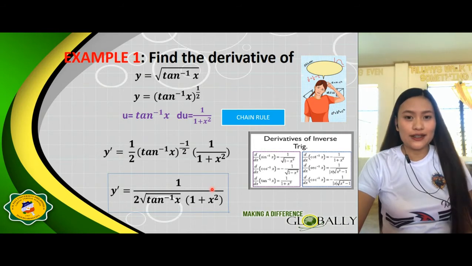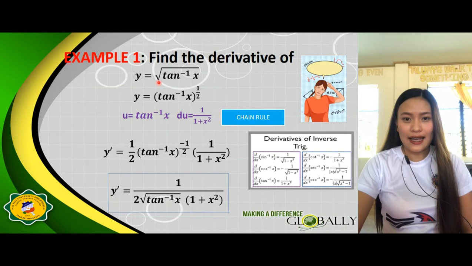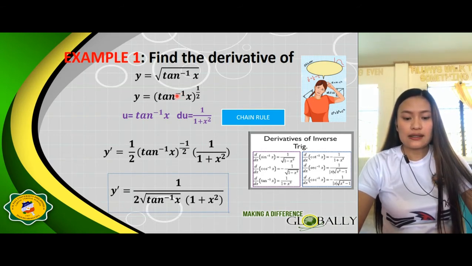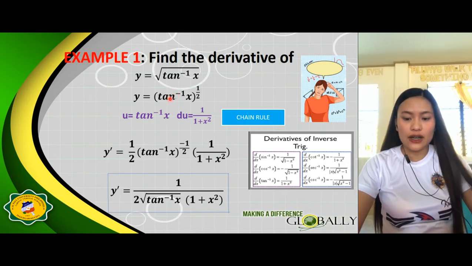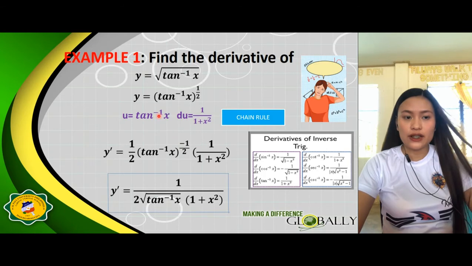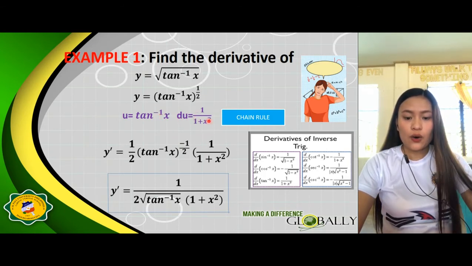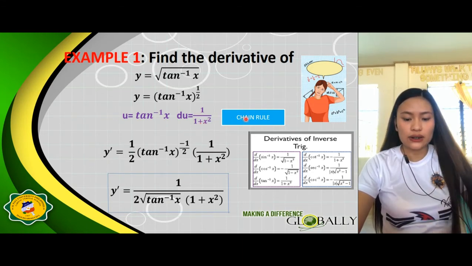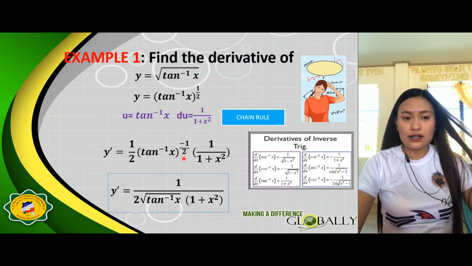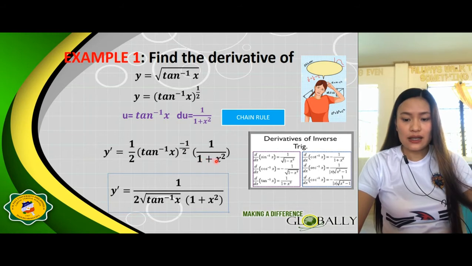In this case, we are going to find the derivative of y equals the square root of tan inverse x. Before we can use the formula, we always simplify the function into an exponential function so it's easier to derive. So the derivative of tan inverse of x raised to 1/2 requires the chain rule. So u is tan inverse x, and the derivative of that using the formula is 1 over 1 plus x squared. And using the chain rule, y prime is equal to 1/2 times u, which is tan inverse x, raised to negative 1/2, times du, which is 1 over 1 plus x squared.